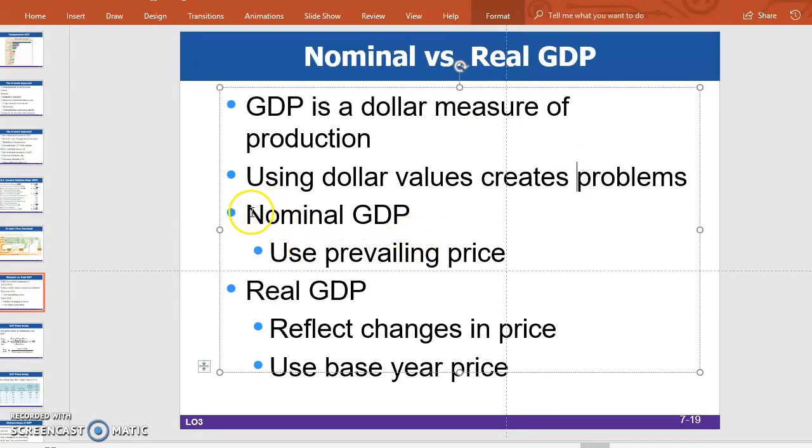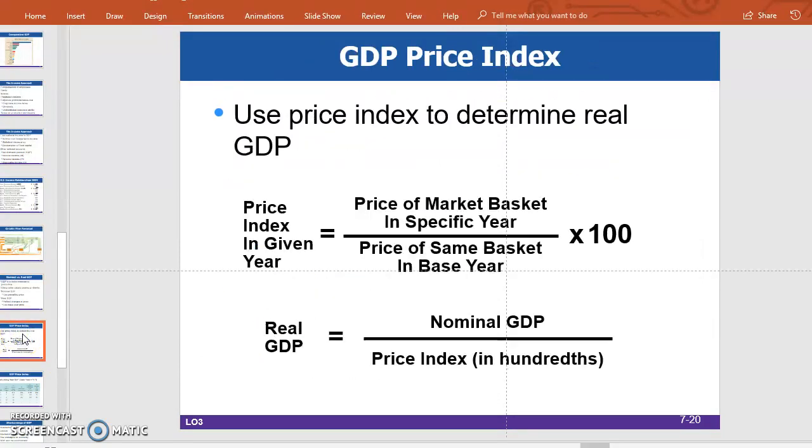Therefore, we can measure GDP in two approaches. Nominal GDP uses the prevailing price. Real GDP uses base year price, so it reflects changes in quantity rather than price. So for real GDP, we adjust for inflation. We use a price index to determine real GDP.